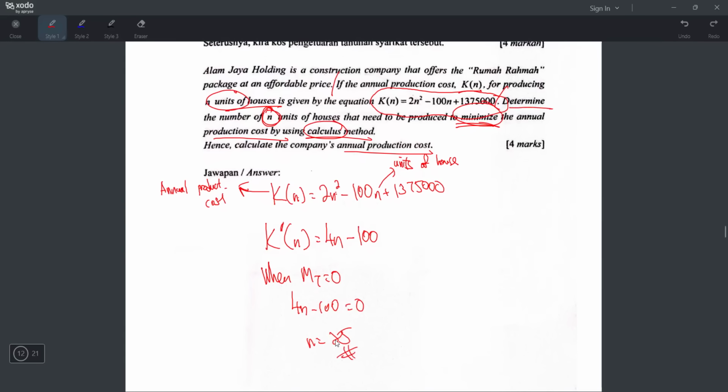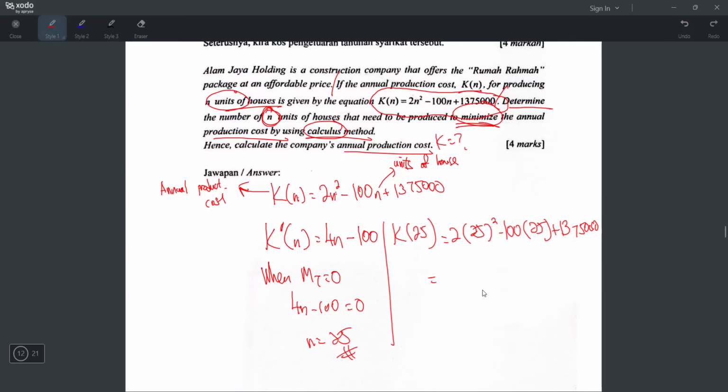But it's not over yet. They said after you find the n that needs to be produced to minimize by using calculus, hence calculate the company annual production cost, means they want to find the k also. So to find the k, the corresponding value of k, you just sub the n 25 inside here. So you are finding k for 25, the annual production cost for 25 units of house, right? So just sub the n with 25, 25, 25. That's how you find the corresponding value of the k. Just press the calculator and then you get your answer already.